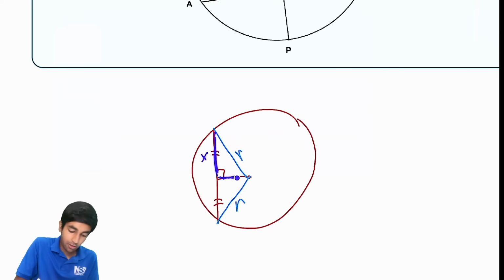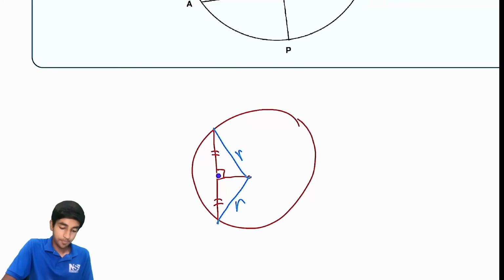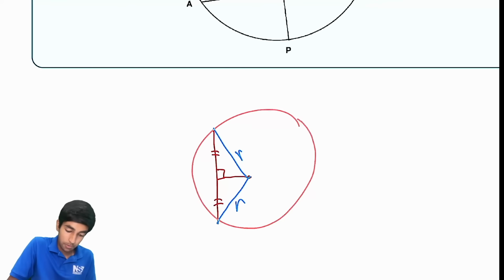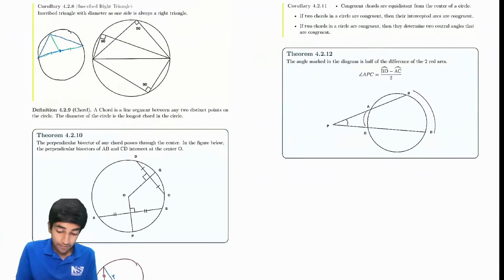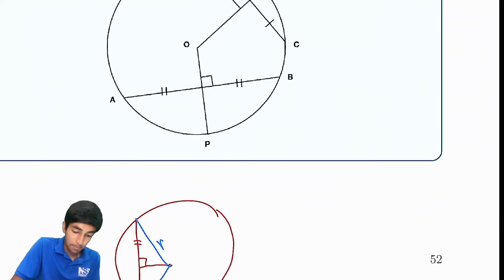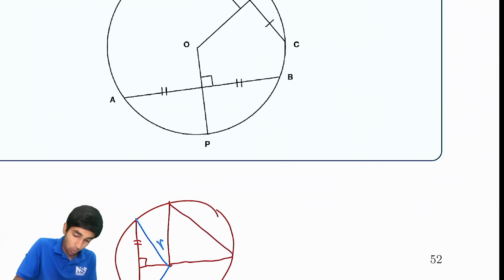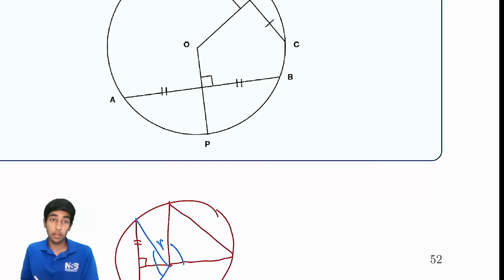Now this distance is just the square root of r squared minus x squared by Pythagorean theorem. But then you also have to remember that the same thing is going to be true for any other chord in the same circle, because r is constant. And also, if they are congruent, they also intercept the same angle. Meaning, for example, if these two chords are the same length, this angle is equal to this angle. A very useful property.